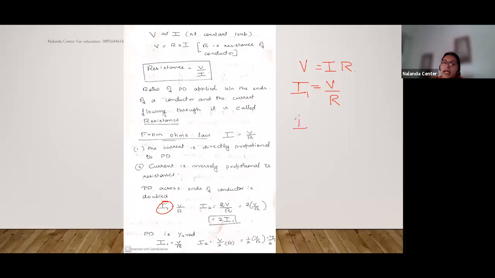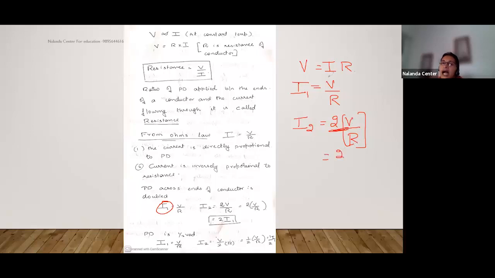Now, what happened, ladies and gentlemen? The current is changing somehow. How did the current change? My voltage has become 2 times, 2 times the original voltage. So, 2 into V by R.